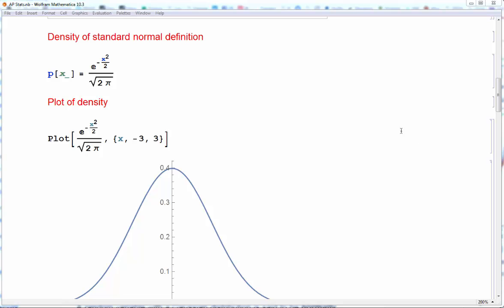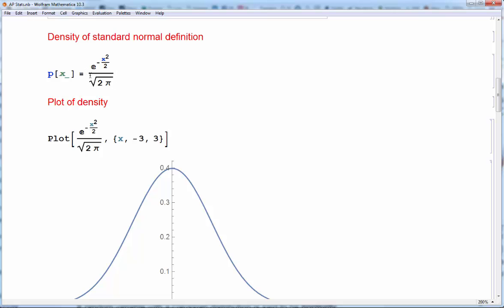Hi guys, this is my small video for that post about normal distributions. First of all, I give the definition of the density of standard normal. Here's the definition. And in the end, I'm going to show the definition of the density of a general normal variable, and you will see that that definition is much more complex.